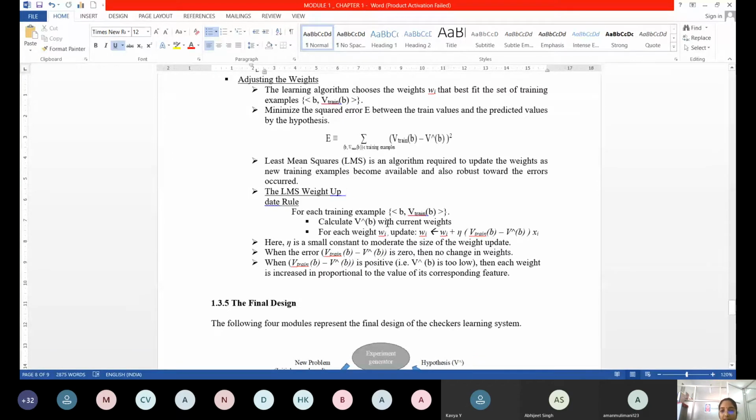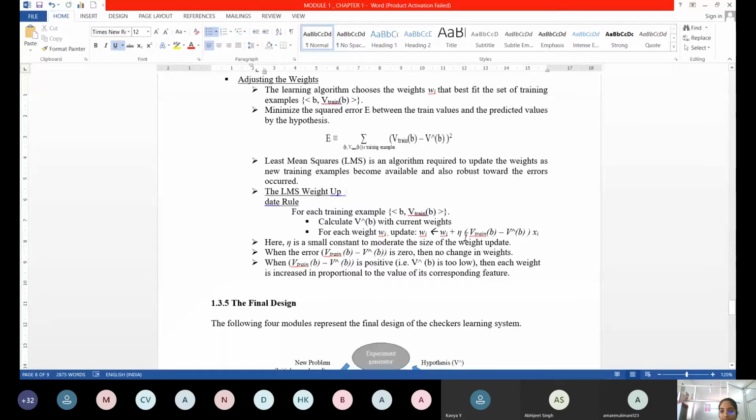So the weight updation rule is: the same weight plus a constant, eta, times V train of B minus V cap of B, times Xi. See how the weights are going to be updated. When there is no difference between the current board state value and its approximation value, if the difference between V train of B and V cap of B is 0, there won't be any weight update, because if this is completely 0, you will get the exact weight.